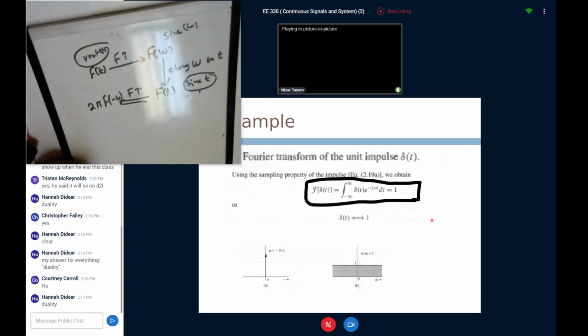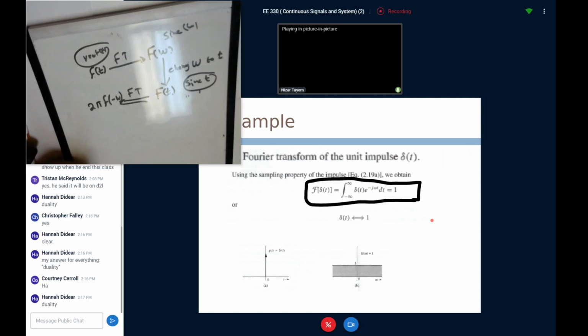Now find the inverse Fourier transform of delta omega minus omega 0. We need to find the inverse Fourier transform of delta omega minus omega 0. So now it's the opposite here. The inverse Fourier transform of delta omega minus omega 0 is equal to what? 1 over 2π. Again, we're going to use the same thing here.